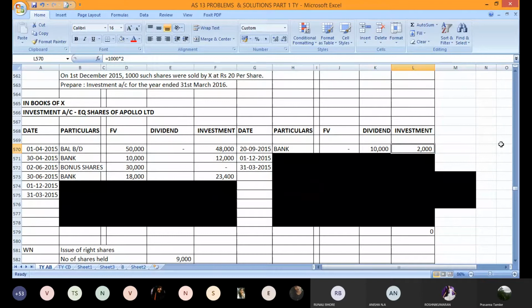Write down these entries in the ledger. All of you have taken the working note and entry. Can we go to the next aspect?